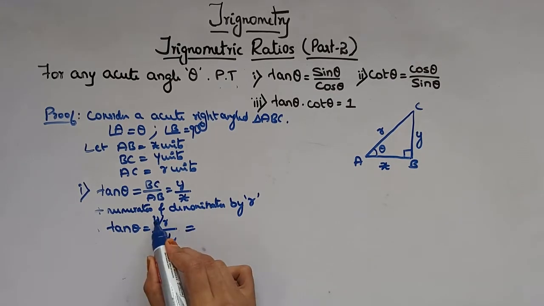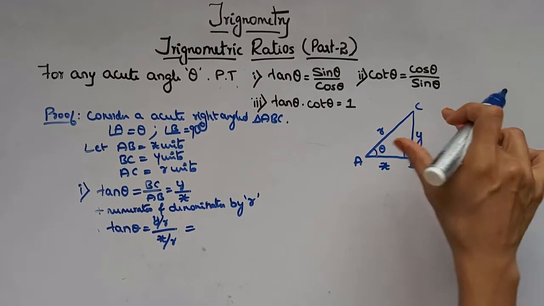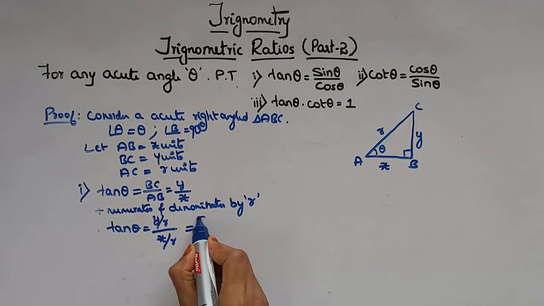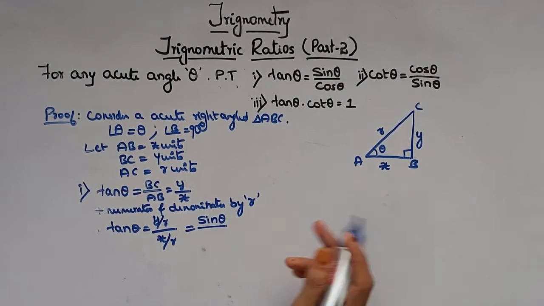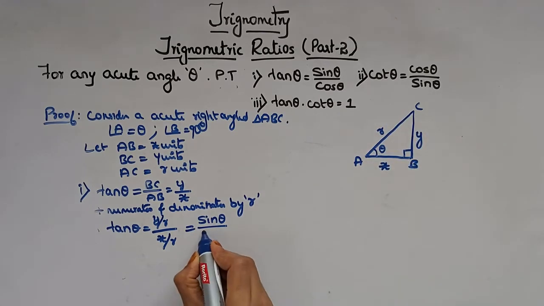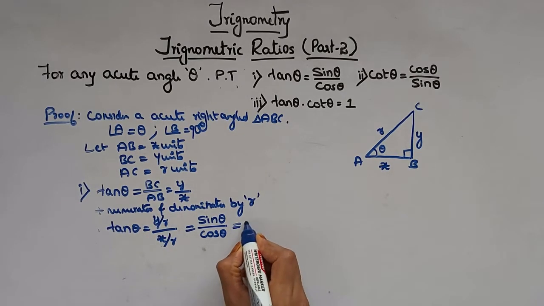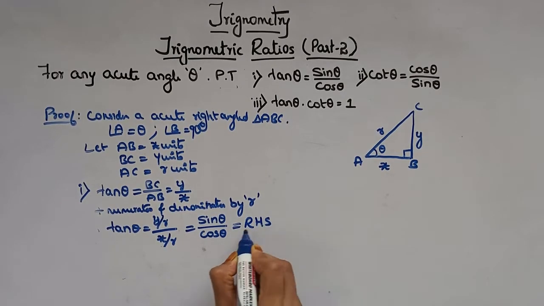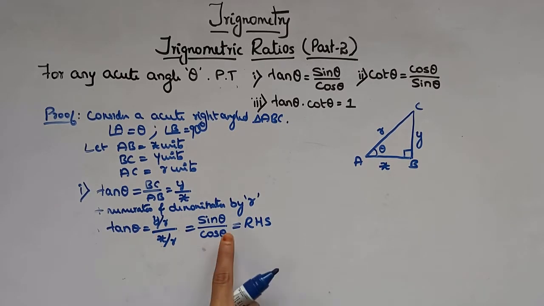We know y by r, that is opposite by hypotenuse, is nothing but sin theta, and x by r, adjacent by hypotenuse, will give you cos theta. So this is your cos theta and this is your sin theta, which is equal to your RHS, that is right hand side. So hence we have proved tan theta is equal to sin theta by cos theta, right?